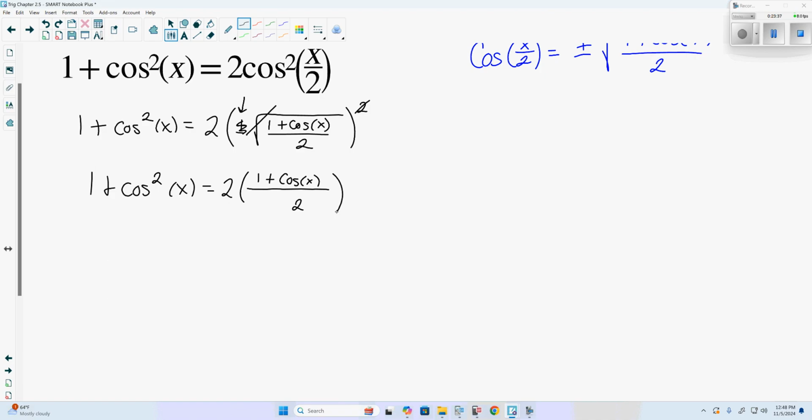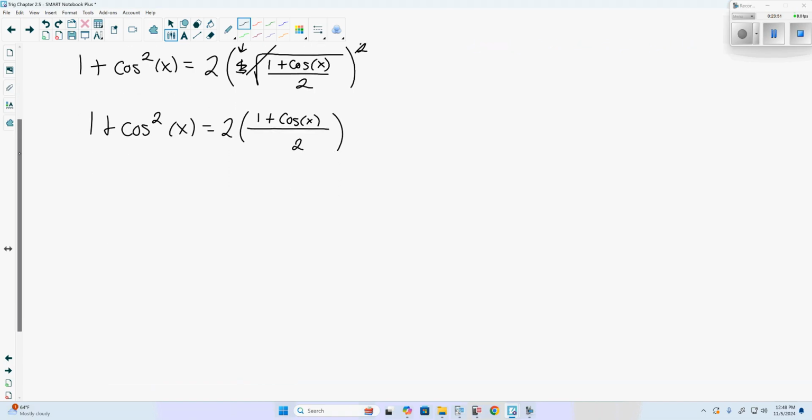Now you might be wondering why the square did not affect the 2 in the bottom of that fraction. Well, that's because that 2 was also inside the radical. The 1 plus cosine of x all over 2, everything was inside the radical. So when we squared it, it went away. Also, our 2 and 2 here, that multiplication will cancel, telling us that 1 plus cosine squared of x is really equal to 1 plus cosine of x.